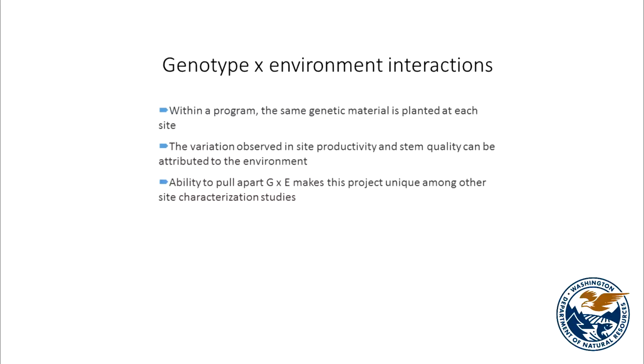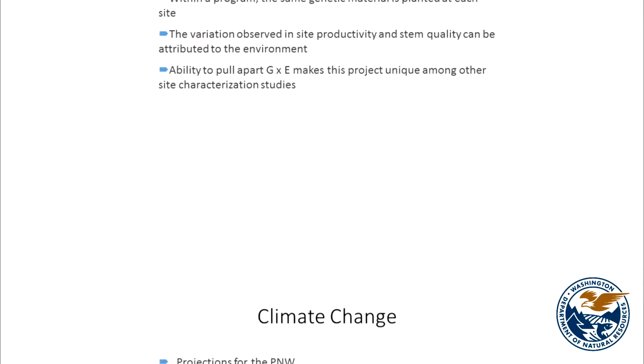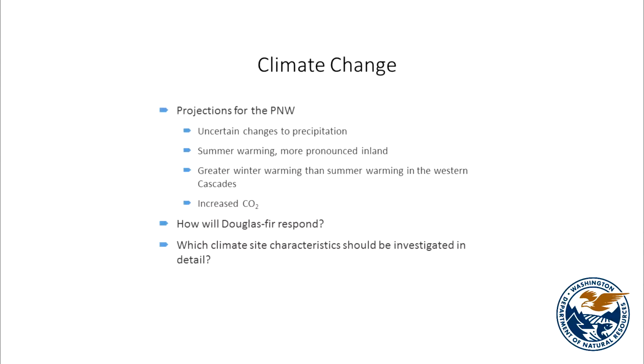And finally, we're interested in site characteristics because we want to be able to dynamically model how Douglas fir might respond to climate change. In the Pacific Northwest, the projections are a little bit uncertain. There's uncertain changes to precipitation. Summer warming will be more pronounced inland, but greater winter warming than summer warming in the Western Cascades. We'll also see increased carbon dioxide. And our questions for all of these changes will be, how will Douglas fir respond, and which climate site characteristics should we be looking at in the future in order to, again, deploy the correct genotypes across our landscape?